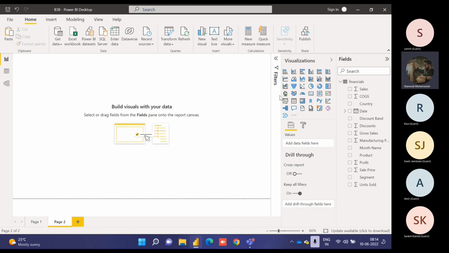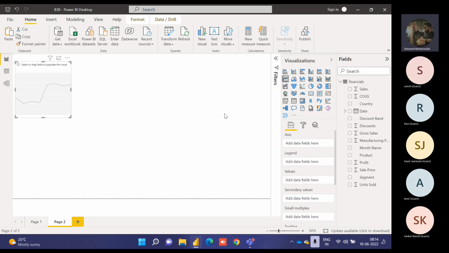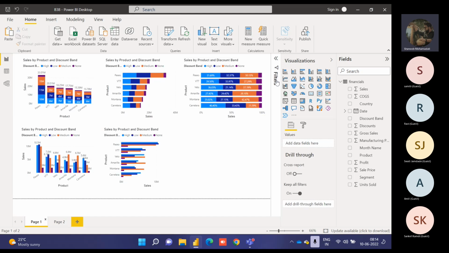Okay. Now, this was about the first row. Now let's come to the line chart. Before we go there, why do we use these kinds of charts? Whenever there is a percentage distribution, as I said, you will use the 100% charts.